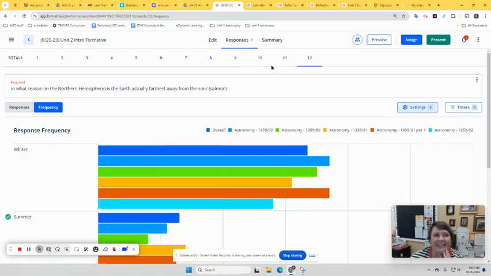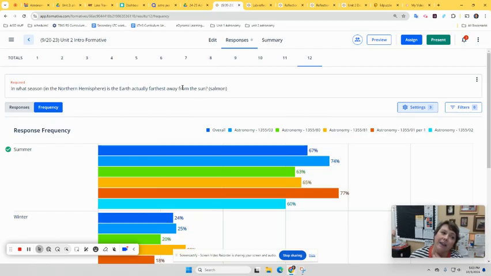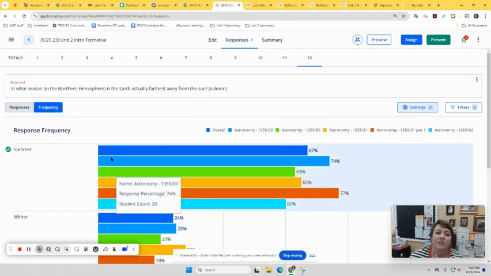And the last question here is, in what season in the northern hemisphere is the Earth actually farthest away from the sun? Okay. So that is, when is our aphelion? That's the one we're the furthest away. And that happens in July. And so that is the summer.